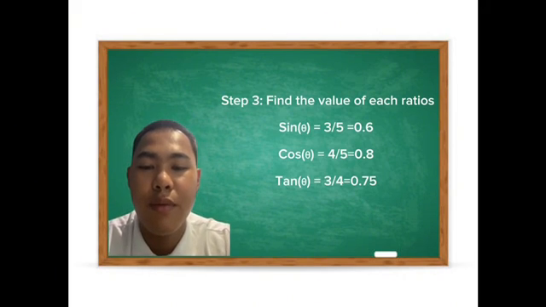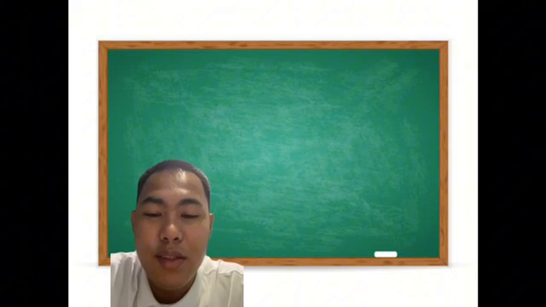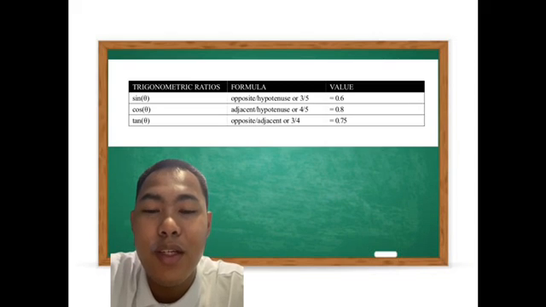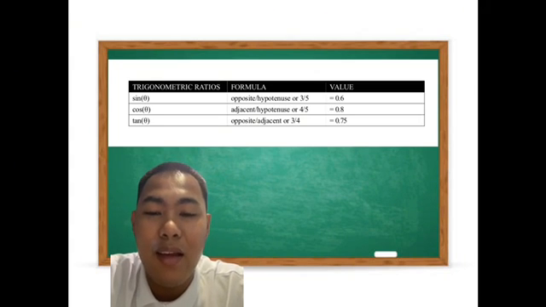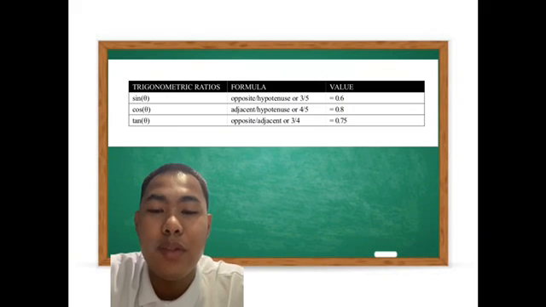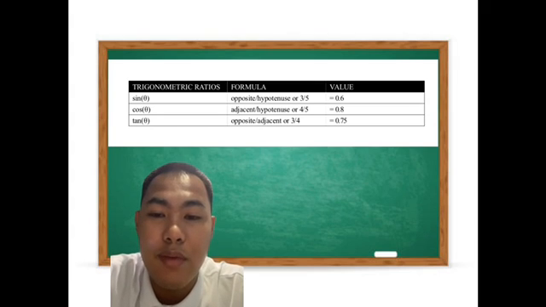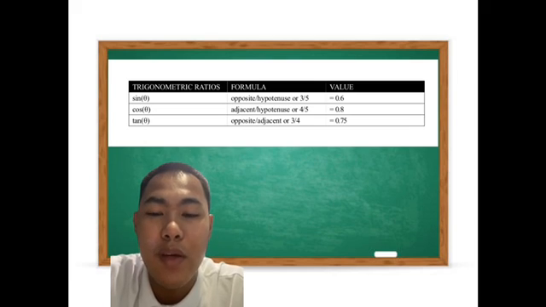is equal to 0.75. Now, let's summarize the final answer using a table. Trigonometric ratios: sine theta, cosine theta, and tangent theta. The formula: opposite divided by hypotenuse, or 3 divided by 5. Adjacent divided by hypotenuse, or 4 divided by 5. Opposite divided by adjacent, or 3 divided by 4. The value: 0.6, 0.8, and 0.75.